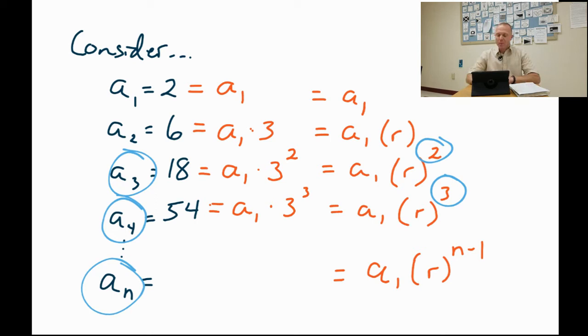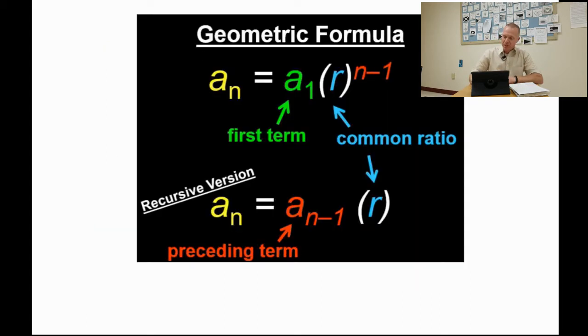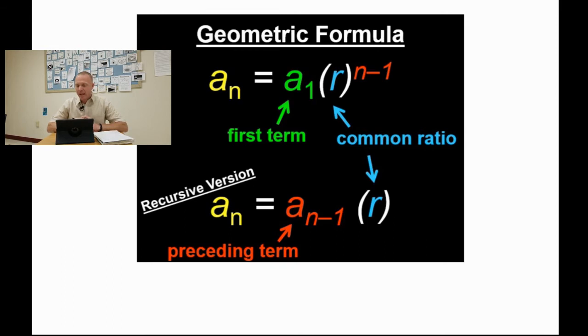So we have a sub 1 times r to the n minus 1. What is that? That's a formula for the nth term of a geometric sequence. And that makes up our first geometric formula. A sub n equals the first term, which is a sub 1, times r, the common ratio, to the n minus 1 power.